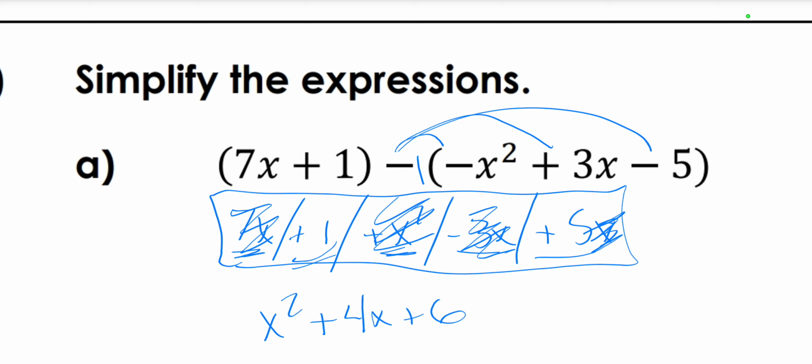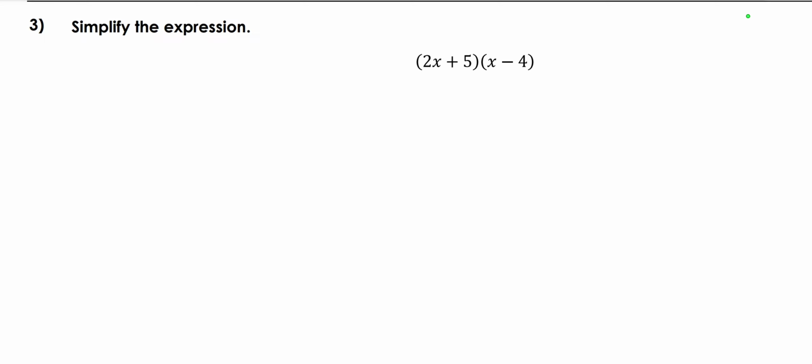So simplifying expressions is just combining like terms, making sure not to change the exponents as we add and subtract, and making sure that if we ever subtract an entire thing, I'm going to distribute.